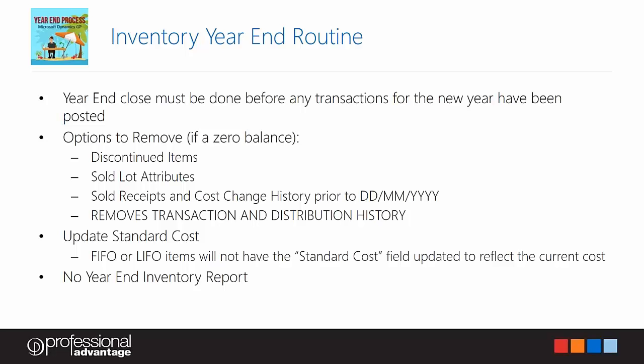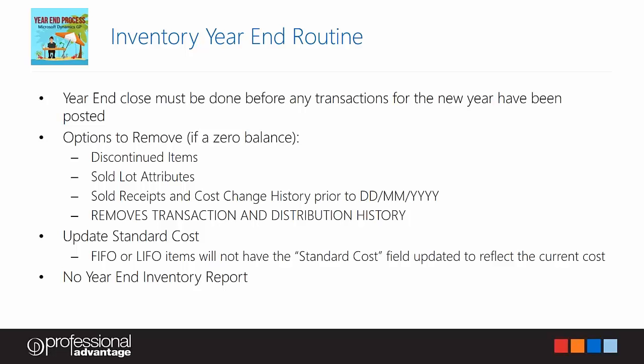We normally do not recommend this, but if for whatever reason you need to, then at least you know that this option is available. And the last option allows you to update the standard cost of each item to the current cost if you are using the FIFO and LIFO periodic valuation method. So these are all optional, and you don't have to do them if you want to keep that information. So when you hit close year, it will not print any year-end report.